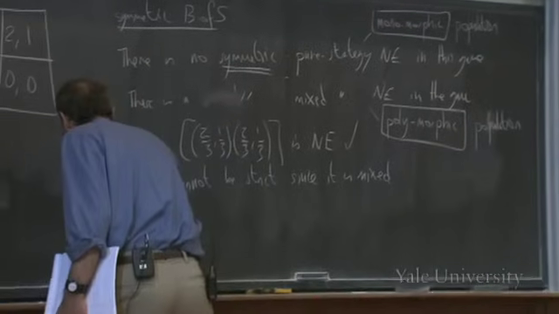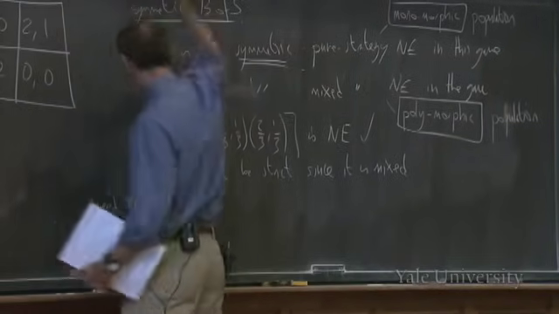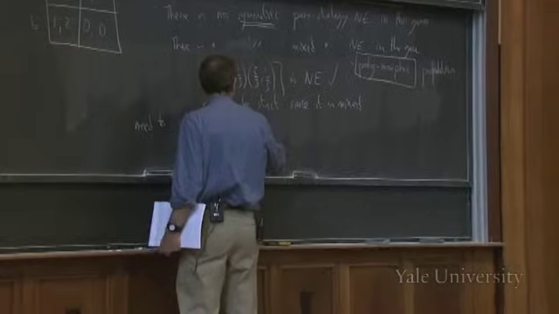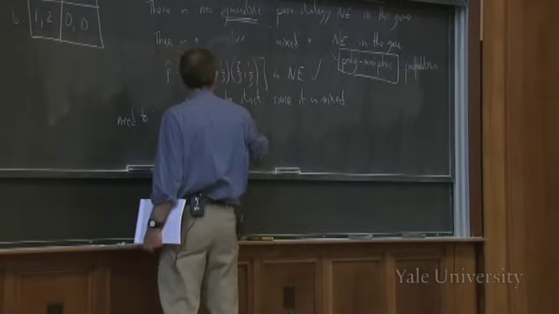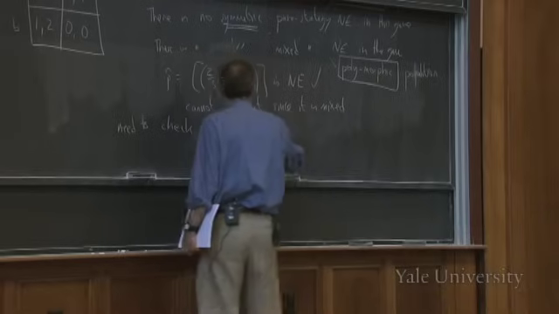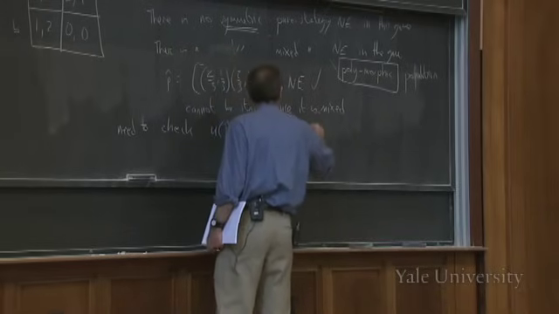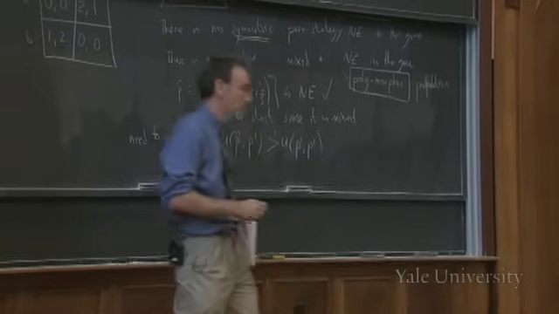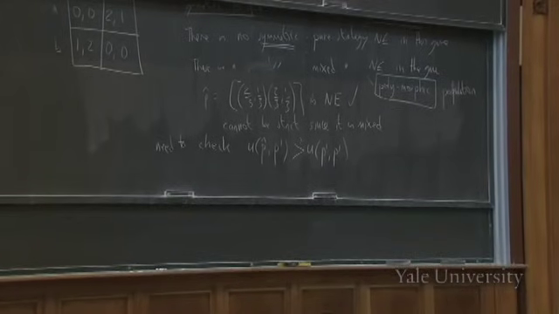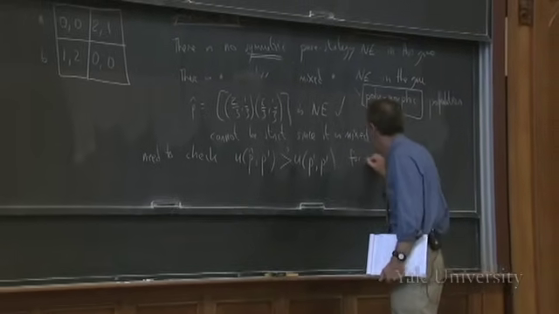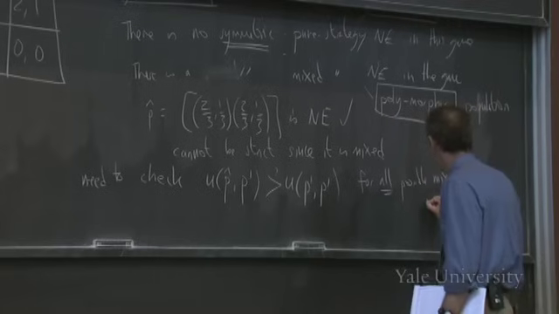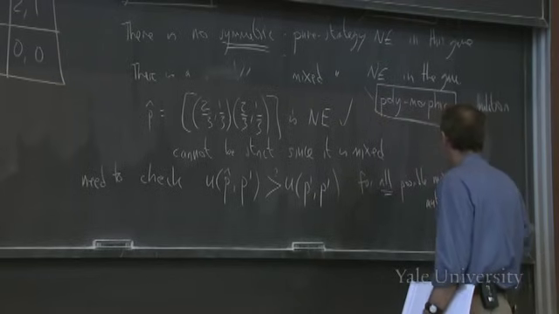So we need to check how the payoff of this strategy, let's call it P hat, does against all possible deviations, and compare that with how those deviations do against themselves. We have to make this comparison: how does this mix do against all other possible mixes versus how those mixes do against themselves? And unfortunately, we'd have to check this for all possible, and now we have to be careful, all possible mixed mutations P prime.